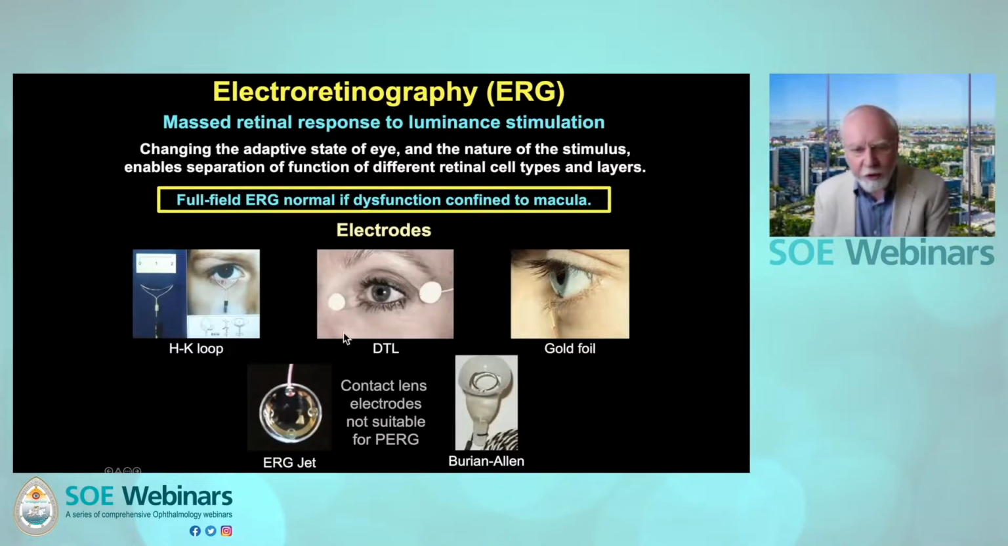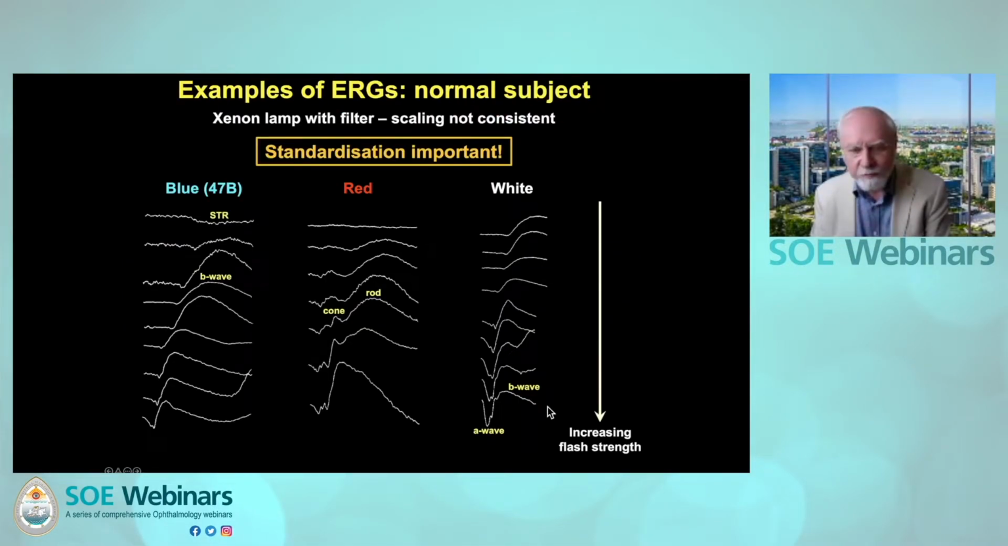We need electrodes to record the small signals, and these upper 3 electrodes can be used either for pattern ERG or multifocal ERG. The contact lens electrodes shown below cannot be used for pattern ERG as they interfere with the optics of the eye. These are all ERGs in a normal subject under dark adaptation, and they're all different, and it is therefore evident that standardization is of fundamental importance to communication between laboratories.